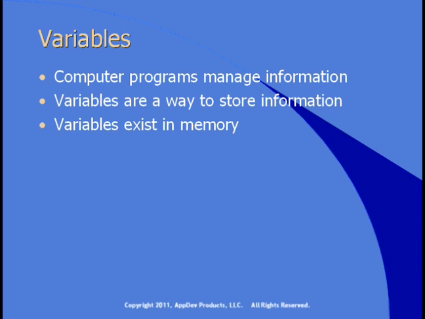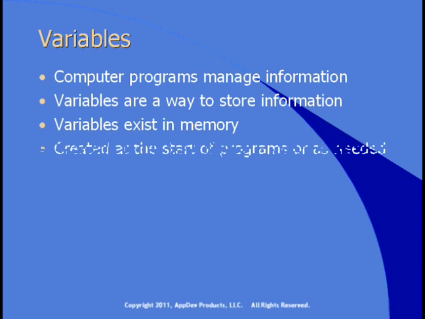Variables are in memory, so they're not on the hard drive. Now you can, if you need to, copy the contents of a variable and write it to a file, and then later on you could read that file and put the information back into variables, but while your application's running, the variables exist only in memory. You can create variables at the start of your programs, or as needed later on.